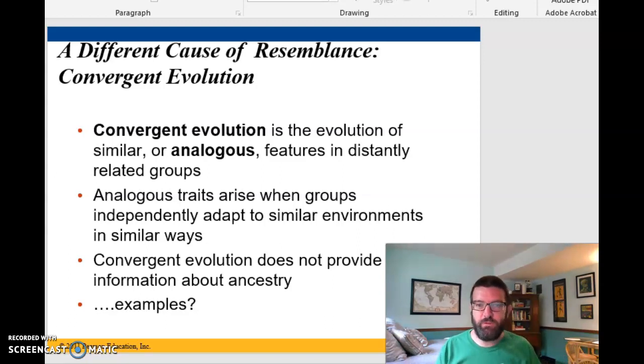Right? Convergent evolution means two different organisms that have not shared a common ancestor in a long time. They have very few common features. Their ancestors did live in a similar environment, and they may respond similarly to that environment in terms of evolution, and they may come up with similar traits. And we call those similar traits analogous features rather than homologous.